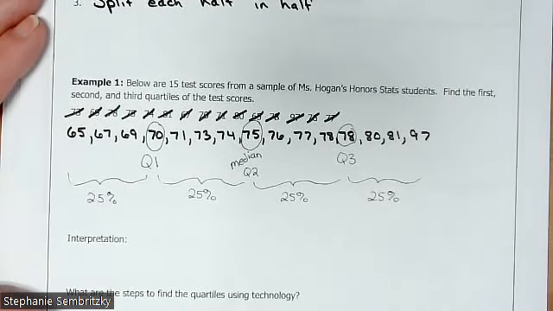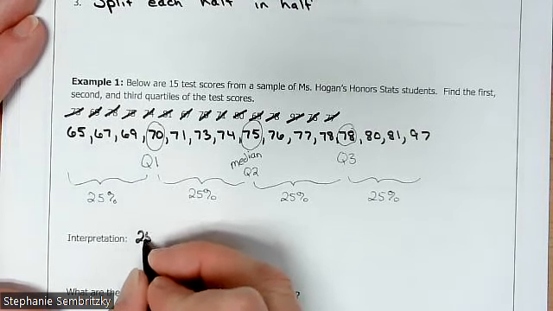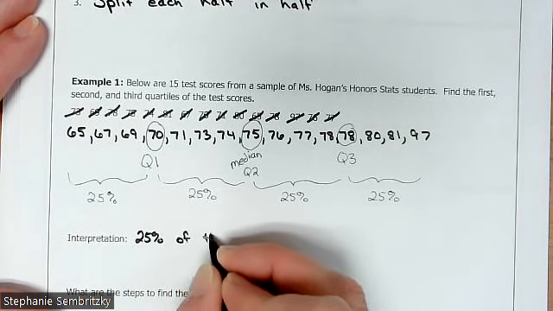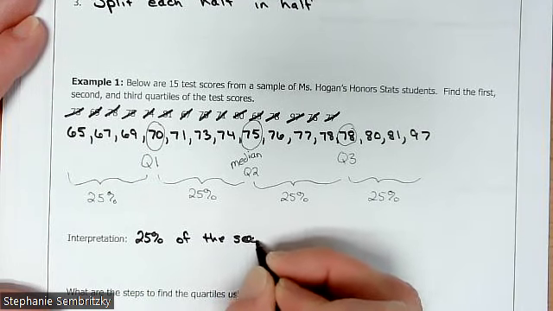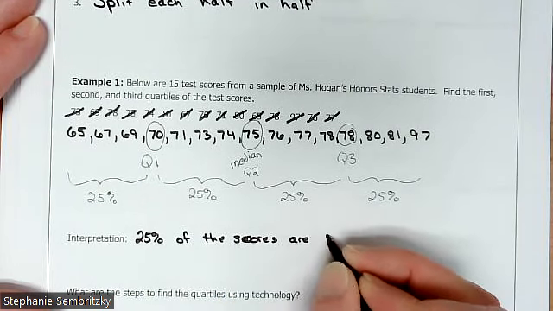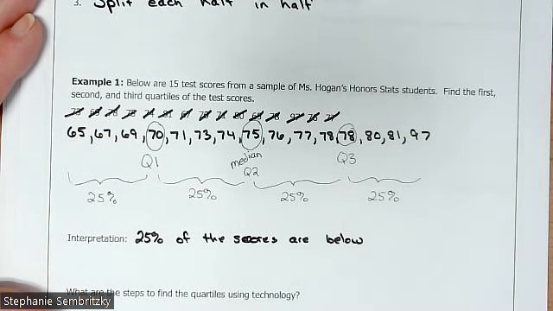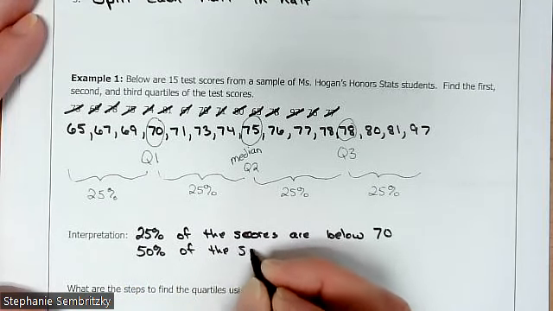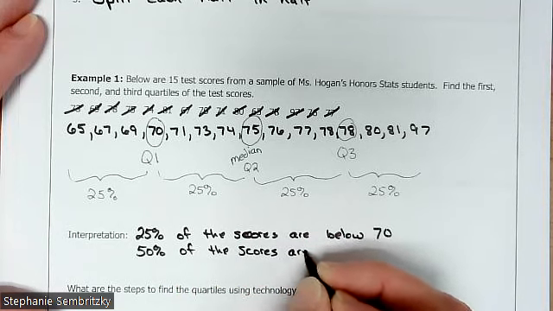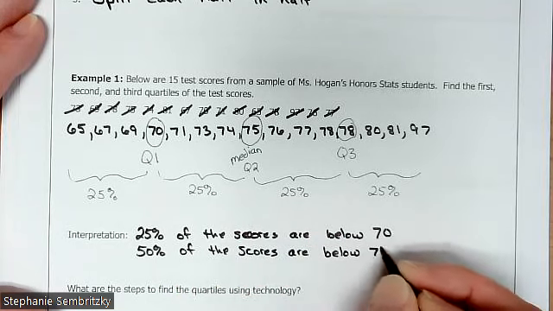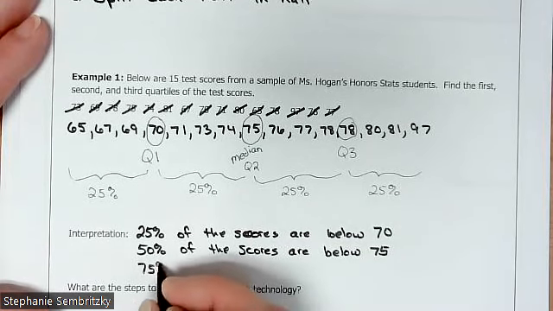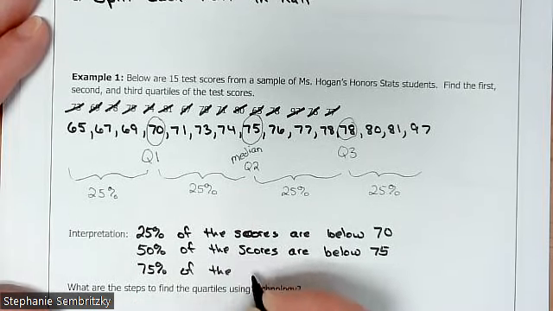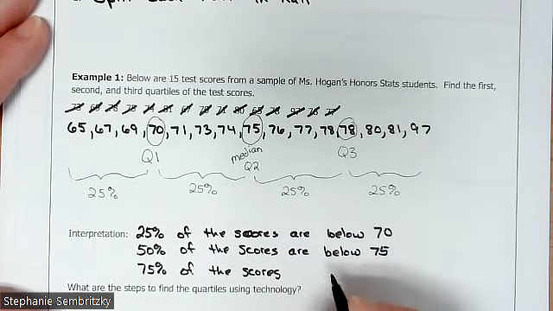So the way we would interpret this is that we could say 25% of the scores are below what value? 50% of the scores are below 75. 75% of the scores are below what value?